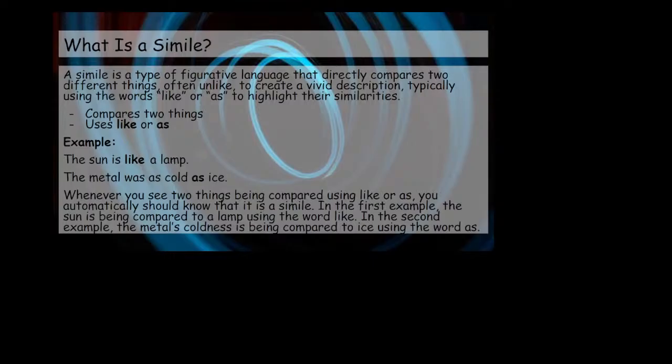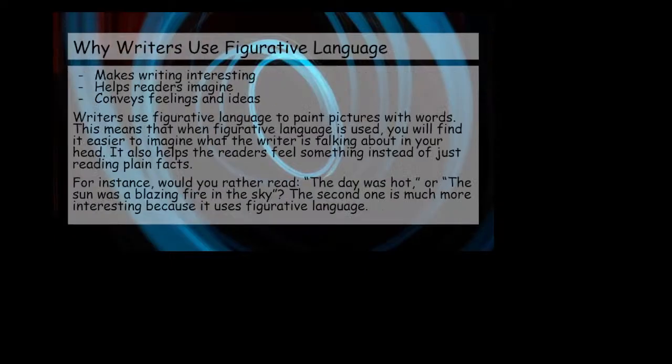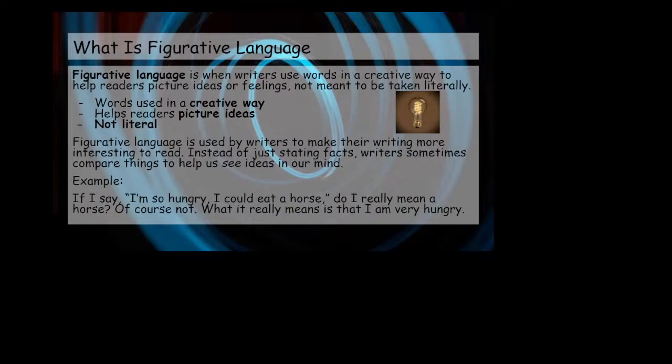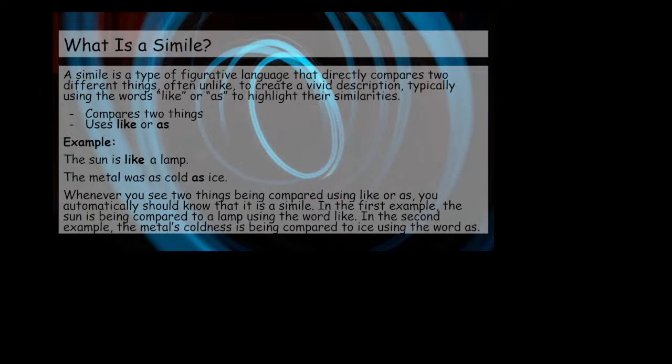Next, what is a simile? A simile is a type of figurative language that directly compares two different things, often unlike, to create a vivid description, typically using the words like or as to highlight their similarities. Basically, a simile is a type of figurative language. We learned about figurative language here, right? It makes words more interesting and creative and it's not taken literally. A simile is one section under that big topic of figurative language. Figurative language is the whole topic, and a simile is one example under that topic.